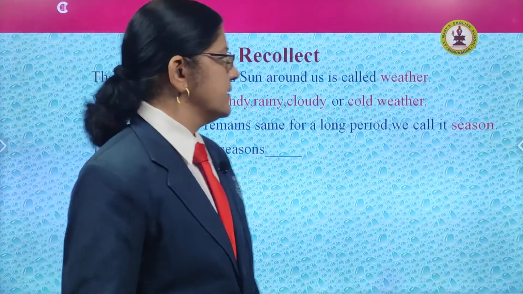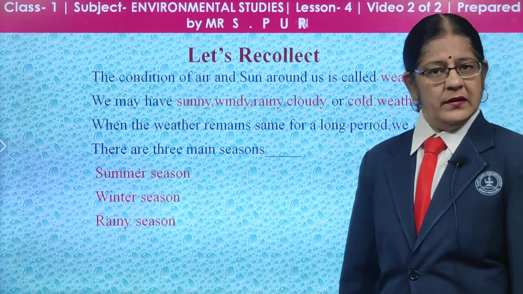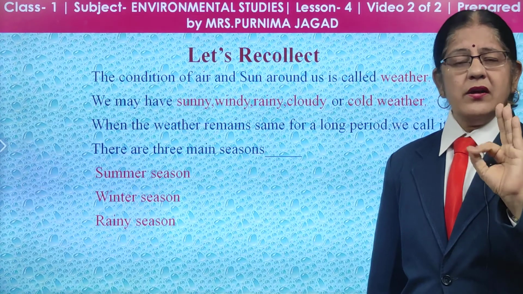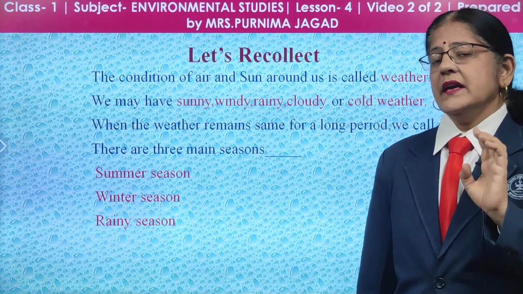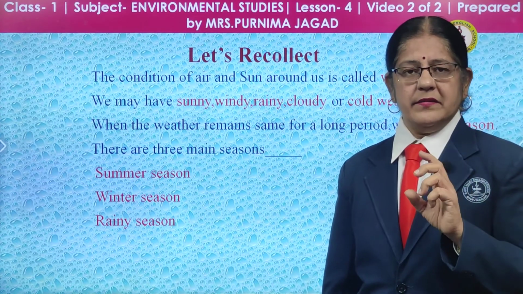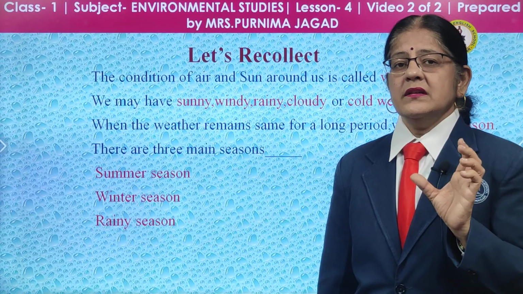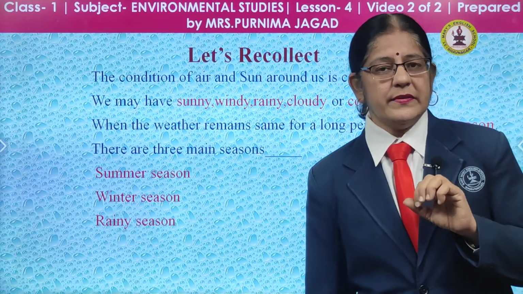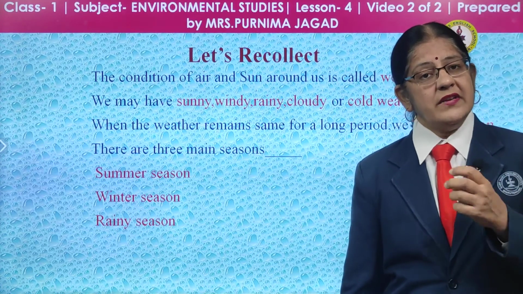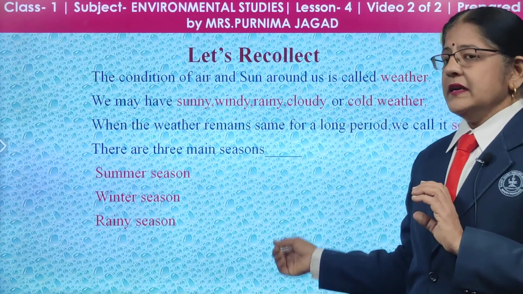Now, let us recollect what is weather. The condition of air around us is called weather. As I told you, weather can be sunny, cloudy, rainy or windy. It is not necessary that once the sun shines very brightly, the whole day it will shine very brightly. Yes, it happens only when summer season is there. When a particular season is there, that time the sun shines very brightly. But weather can change any time, and it may change every day also. We may have sunny, rainy, windy or cloudy weather.